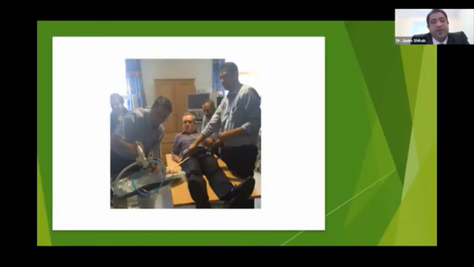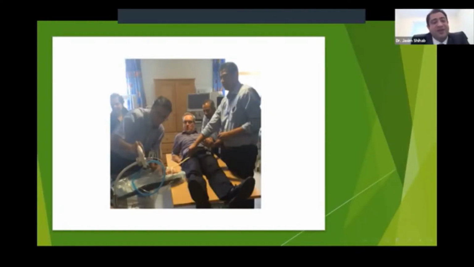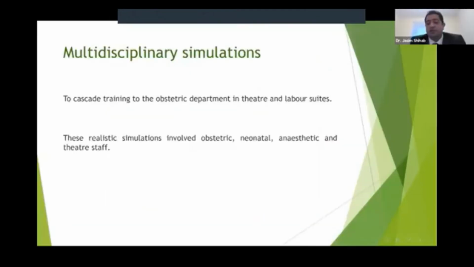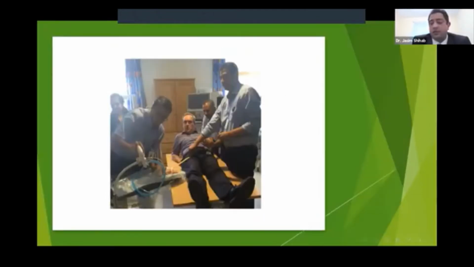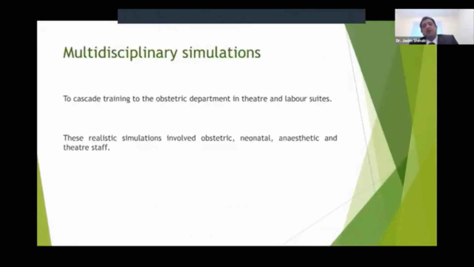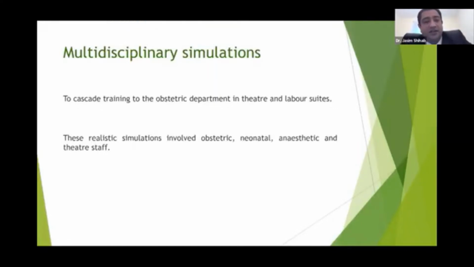So there you can see one of my colleagues is actually simulating the mother. And then we have a mannequin which is being used to show how to deliver the right amount of inflation breaths and ventilation breaths with the use of the LifeStart trolley. Once we got a certain amount of engagement from our neonatal team, we then moved on to obstetrics, anesthesia, and theater staff. So the plan was to cascade training to everybody who would be involved in DCC in the trust.